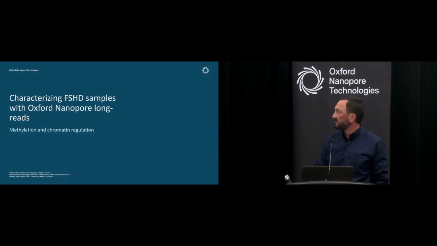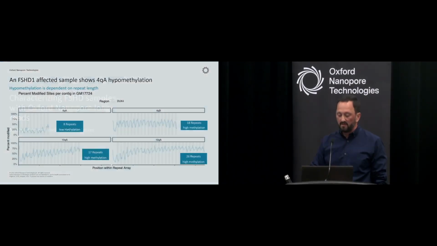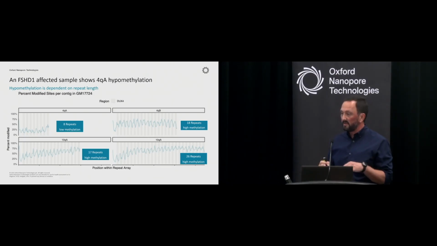Okay, so lastly, we looked at the methylation and the chromatin regulation for these samples. So remember, in FSHD1, the repeat contraction loses methylation, and that's what leads to the hypomethylation and expression of DUX4. So we see this. So this is all 4 alleles. Now I'm plotting the methylation signal that you get from the base calling. You can see this oscillatory pattern. That's just the methylation at each repeat unit. So it's a repetitive methylation pattern.